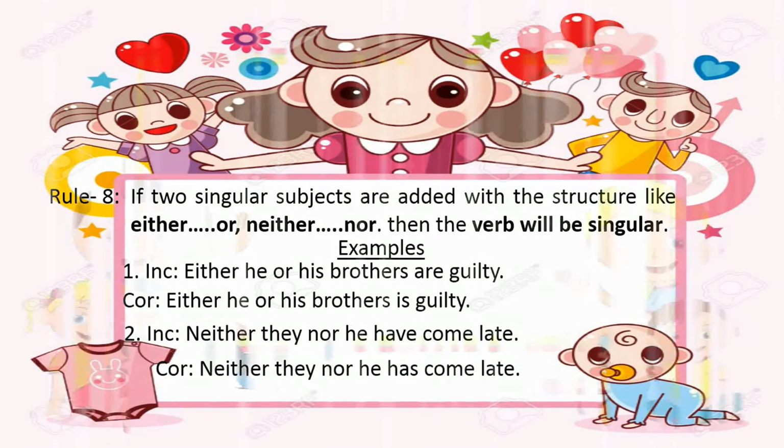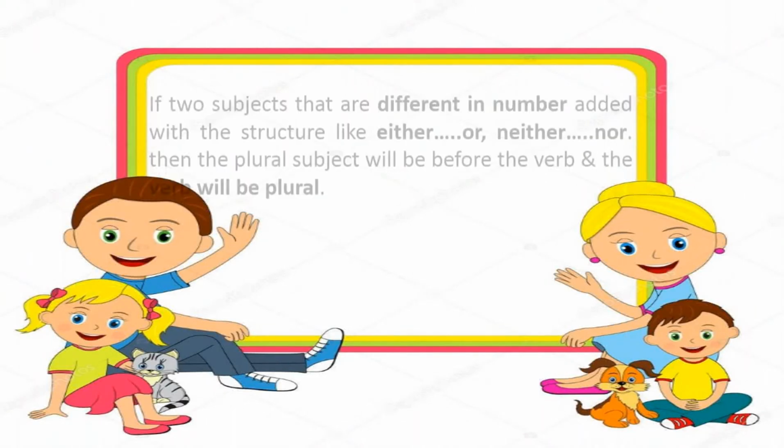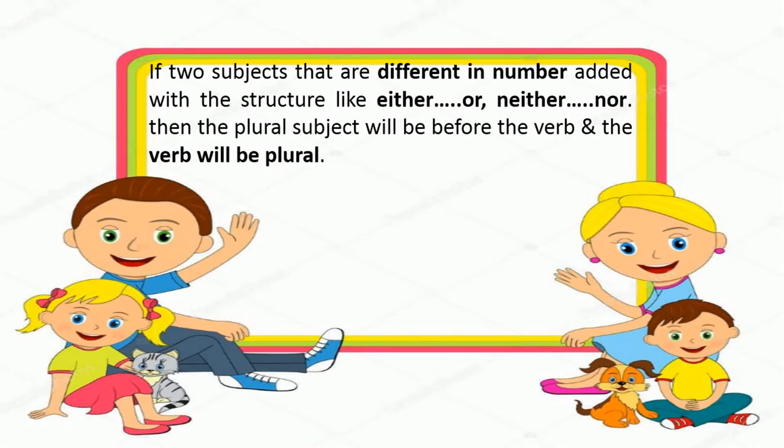Okay, so here we will have the extension of this rule also. If two subjects are different in number, singular number and plural number, added with the structure like either or, neither nor, then the plural subject will be placed before the verb and the verb will be plural. So the verb will be plural and the plural subject will be before the verb. You have to remember the rule.